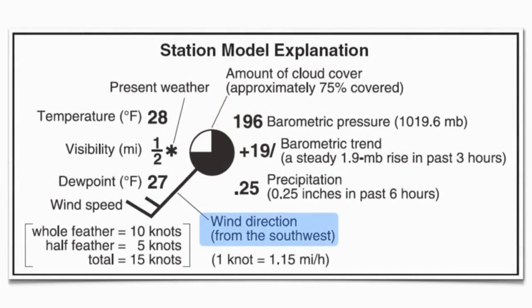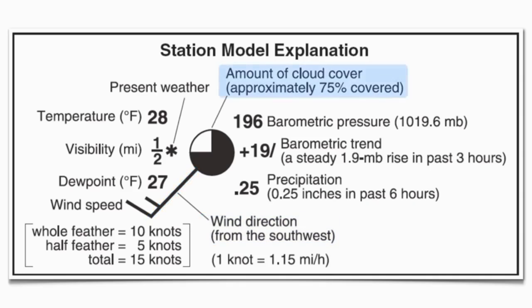Now, like I said, wind speed is also going to be associated with wind direction. Winds are named from the direction in which they come from. So this is going to be a southwest wind. So winds are going to be named from the direction in which they're going to originate from. This is a southwest wind coming from the southwest.